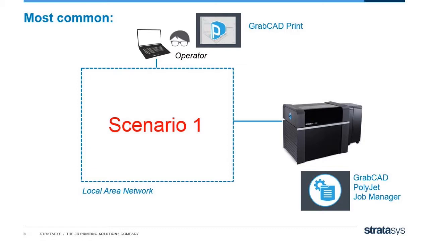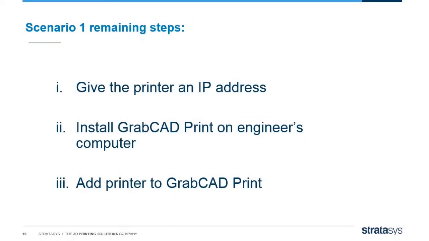Now we're getting into the differences between the scenarios. If you're following scenario 1, you're going to have to do the following steps. We're going to give the embedded computer inside the printer an IP address. We're going to install GrabCAD Print on an engineer's computer somewhere on the LAN. And finally, we're going to add your new printer into GrabCAD Print.